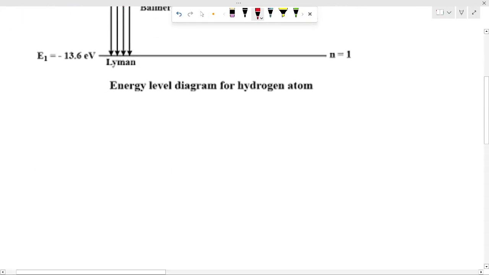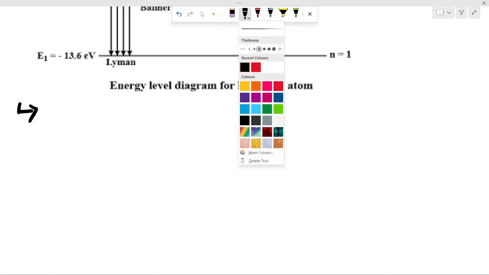Okay, let me change the color of the pen. Okay, yes, we are good to go. Thickness, yes.